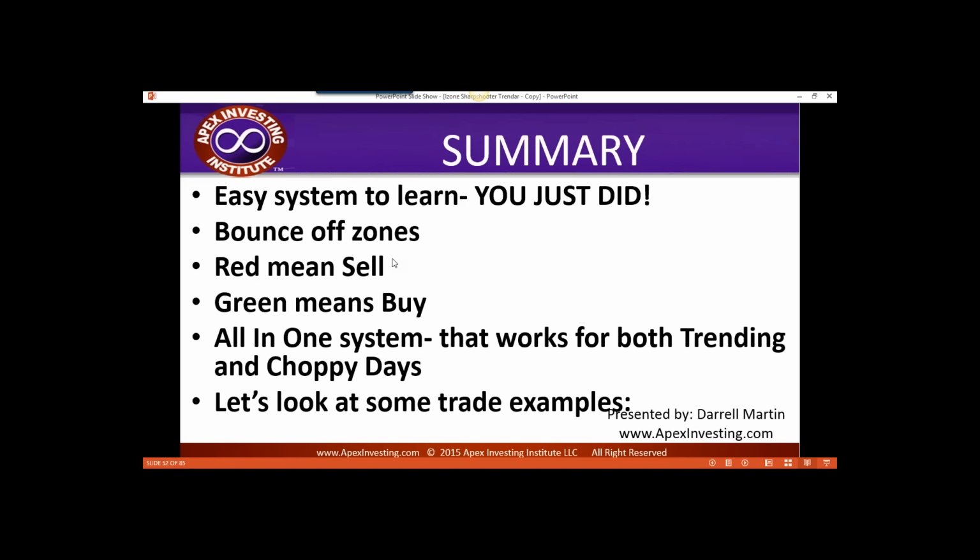All right, so it's an easy system to learn. You just learned it. We're bouncing off eye zones. Red is red, green is green. It's all in one system, all in one chart. You have a trend trading system, you have a chop trading system, you have a system that keeps you out of some bad chop.